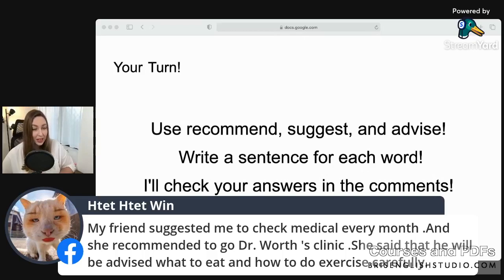Oh, very good. My friend suggested me to check medical every month. Okay, so maybe instead of "suggested me," we could say, my friend suggested that I get a medical check every month. Very good. So remember, we can use suggest with a noun clause. My friend suggested that I get a medical check every month.